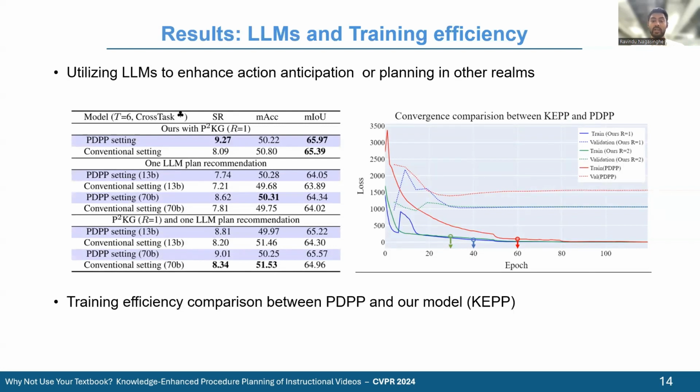Our model also exhibited significantly faster training convergence compared to the state-of-the-art prior work PDPP. The training efficiency of our method is achieved by leveraging the probabilistic procedure knowledge graph, which provides valuable content that facilitates the model's learning process.